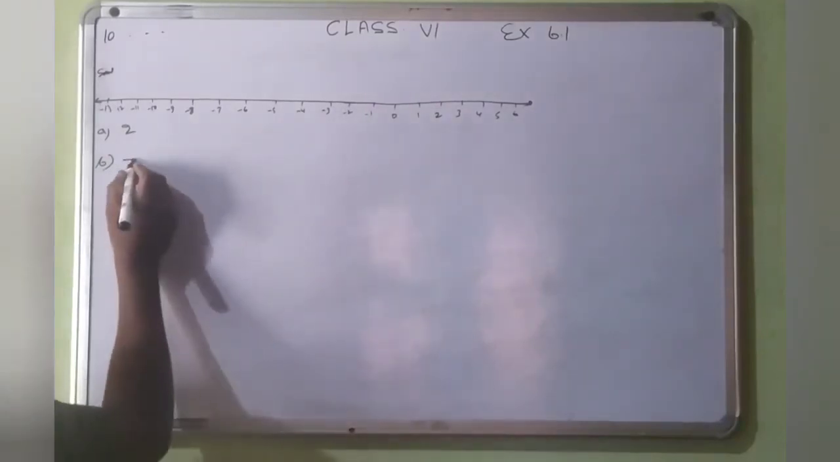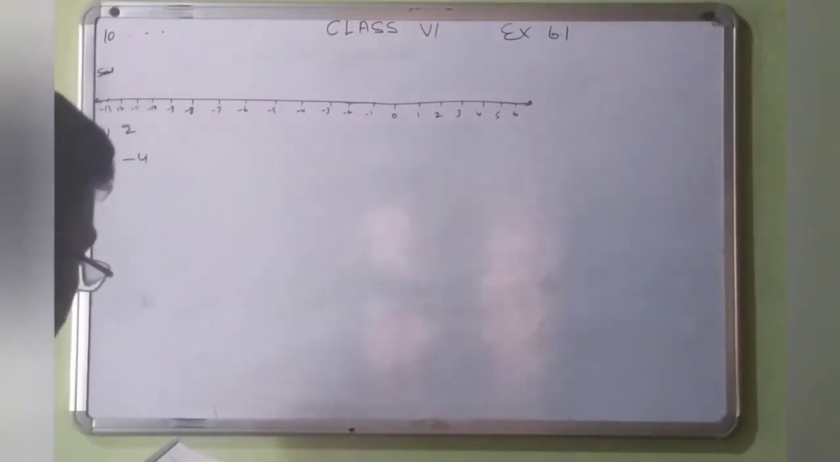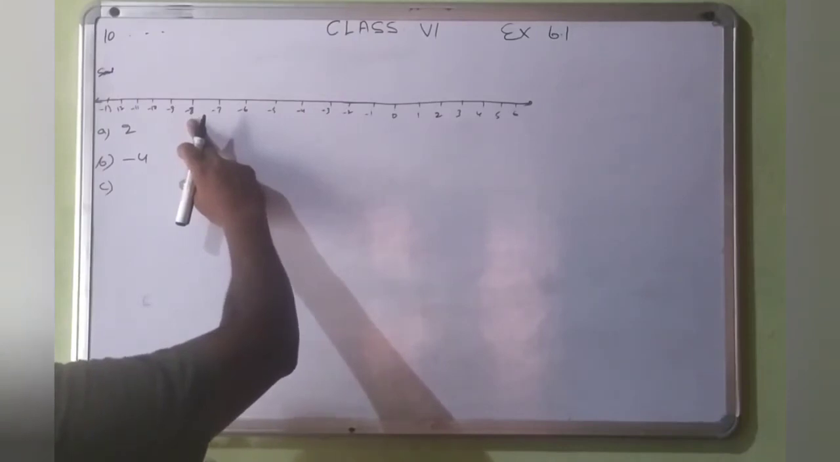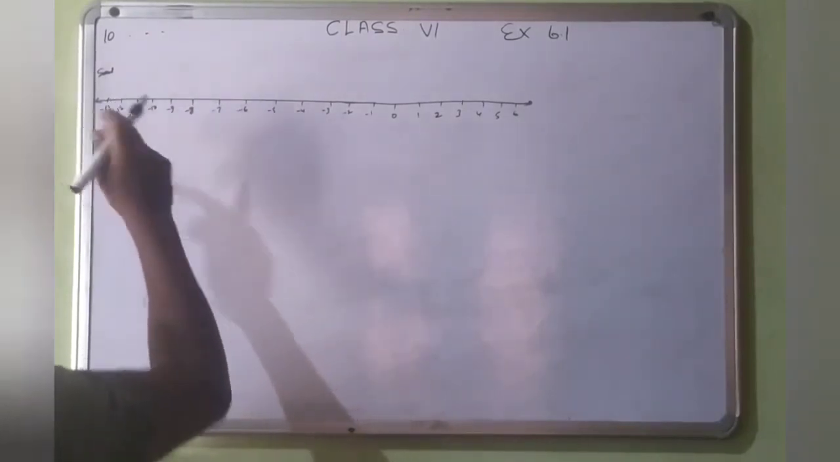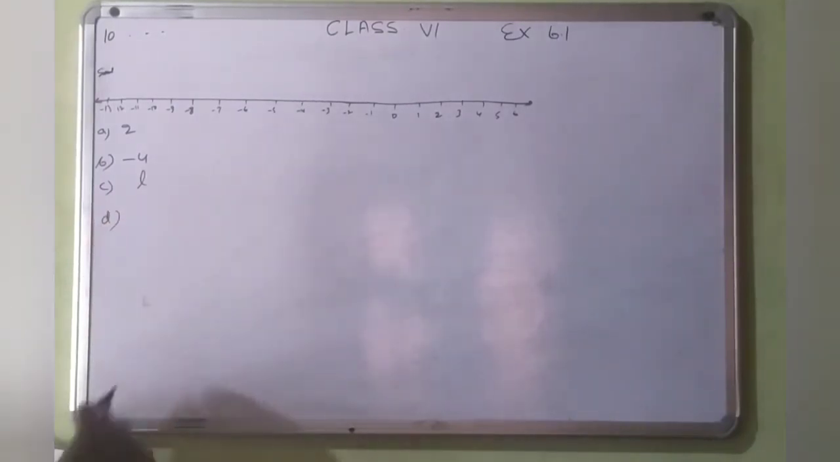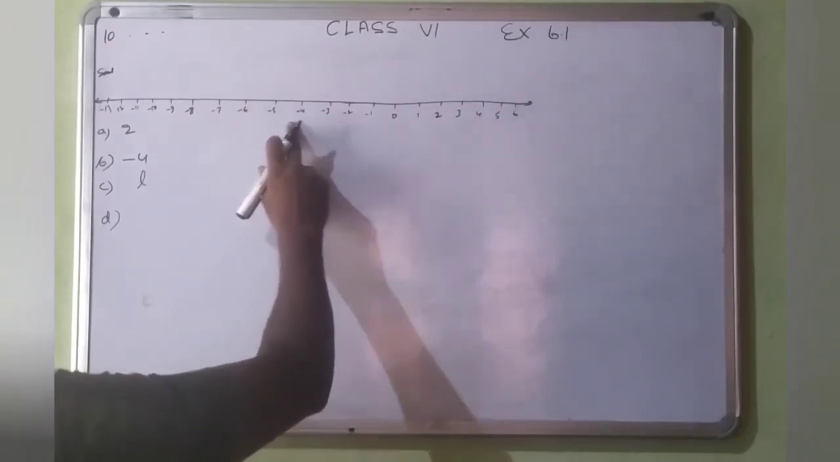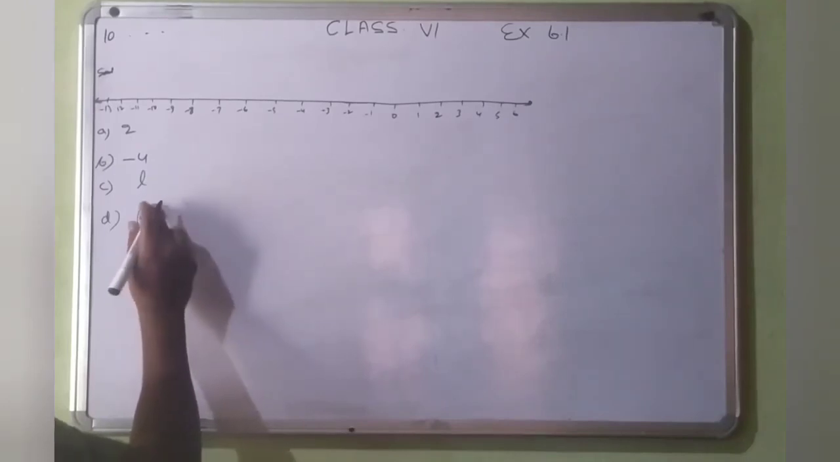C part, if we are at minus 8 on the number line, in which direction should we move to reach minus 13? Which side? Left side. D part, if we are at minus 6 on the number line, in which direction should we move to reach minus 1? So that is right side. Right side, okay?